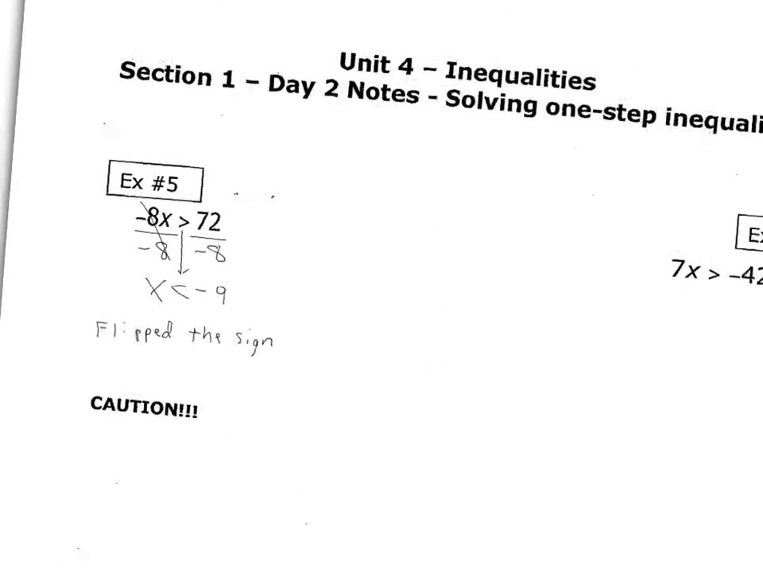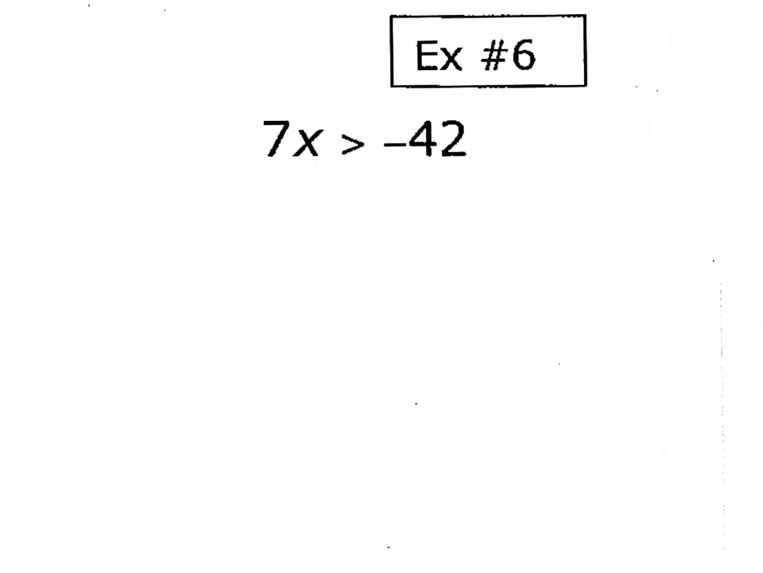Let's try another one. Okay, on this one, we have 7x is greater than negative 42. But we have to undo multiplication with division on both sides, and we're dividing by 7. Well, since we're dividing by a positive number, do we need to flip the inequality? Well, no, we don't need to do that. So if we cancel those 7's out, bring down our x, and we know that negative 42 divided by 7 would give us negative 6, and we can leave our inequality as it is.